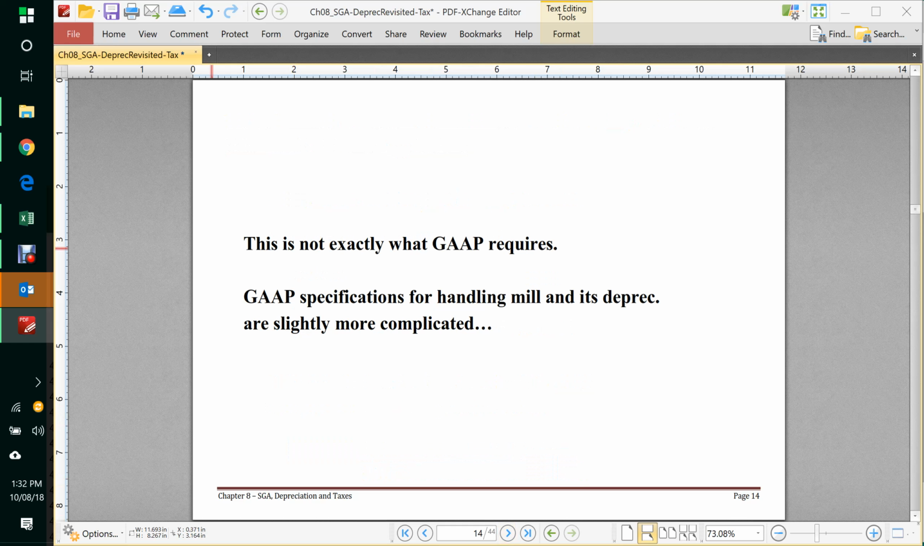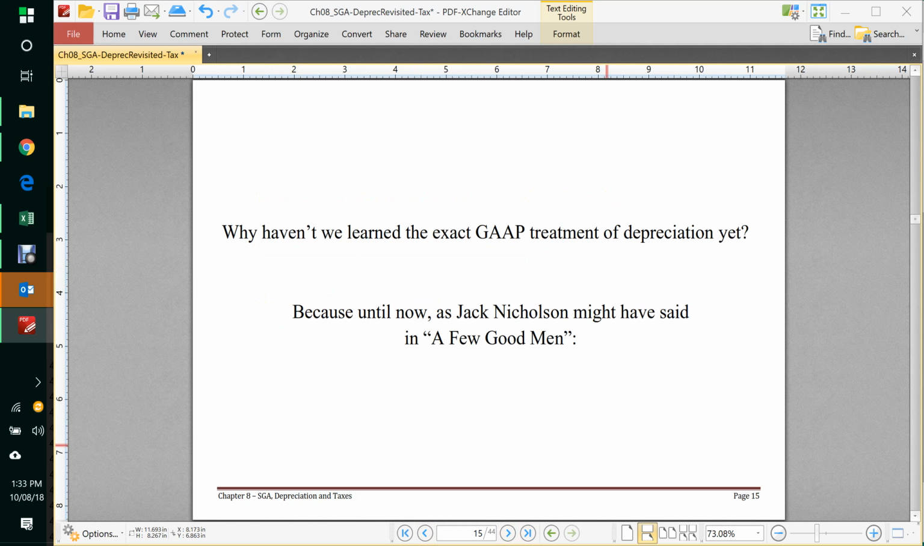This is not exactly what GAAP requires. What we have been doing, okay, this is a common finance method for recording depreciation. It's what we often do in finance. First, it makes sense, it's clear. But what GAAP accounting requires is a little more complicated. So let's go through it right now.